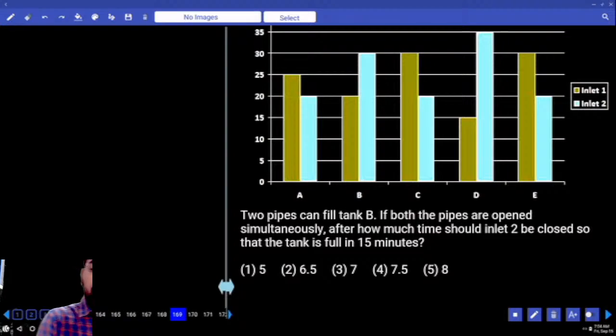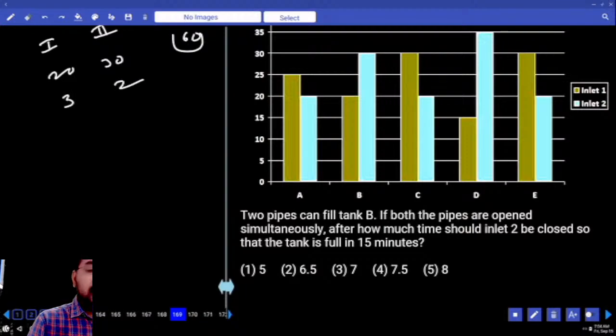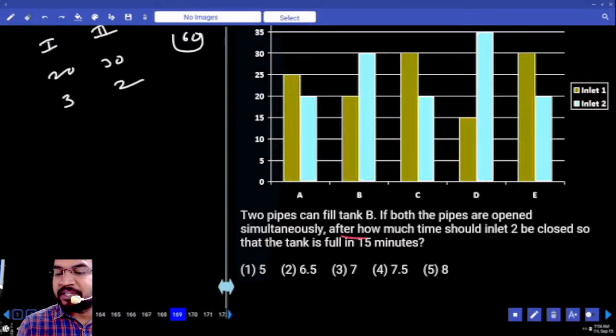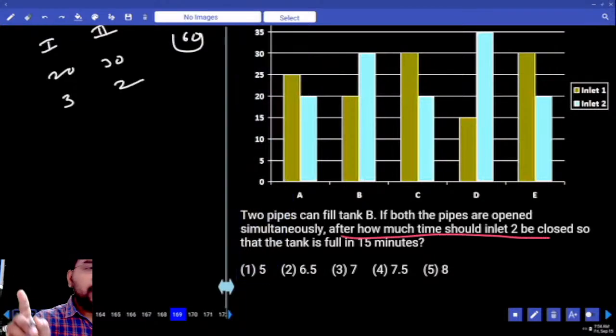Tell me, for tank B, inlet 1 is 20 minutes and inlet 2 is 30 minutes. The LCM is 60. 60 by 20 is 3, 60 by 30 is 2. Are you clear or not? So after how much time should inlet 2 be closed?